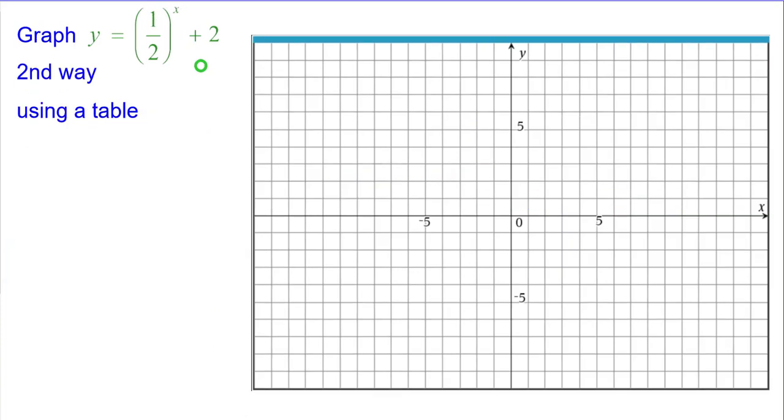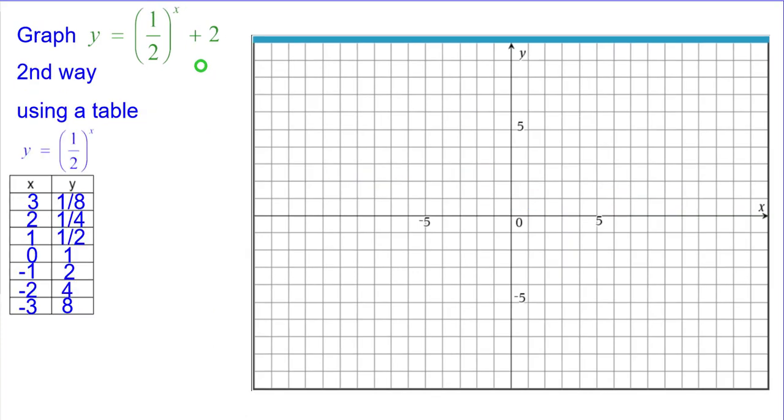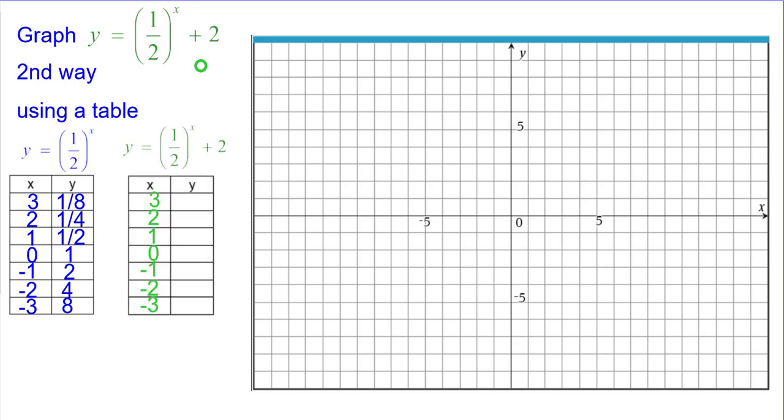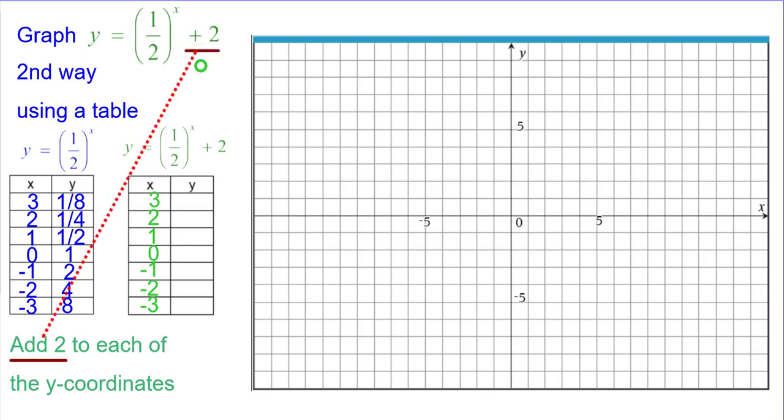The second way is graphing using a table. So we'll start off with our y equals 1/2 to the x table of 7 points. And again, what we're going to do is add 2 to each of the y coordinates, because that's what it says to do in the equation.